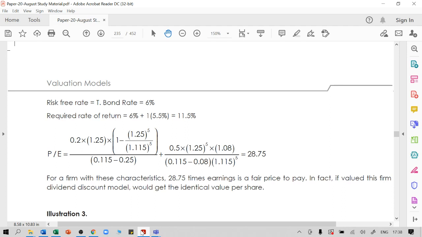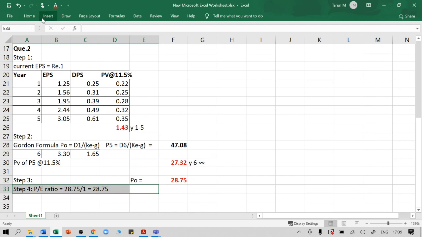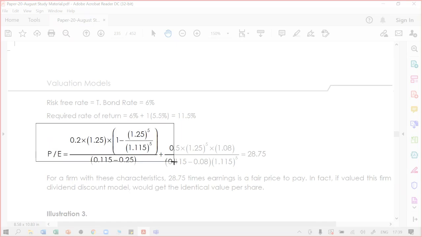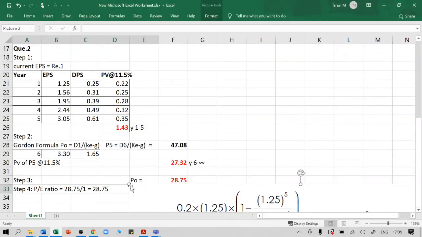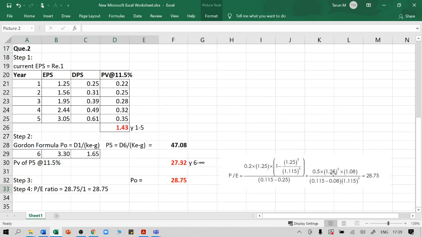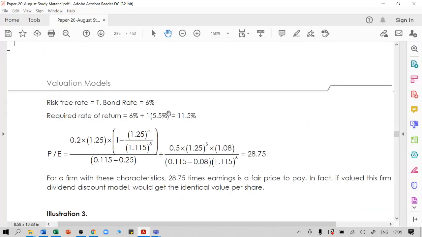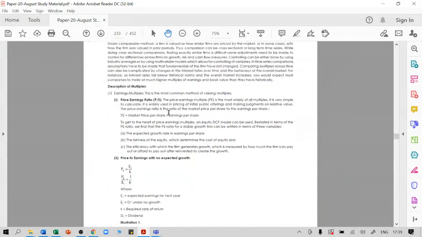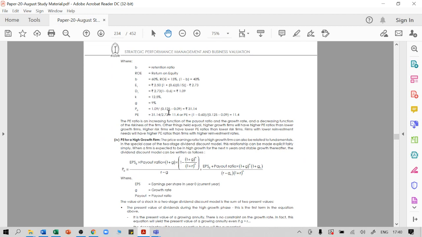Just a minute. I'll take a screenshot and put it here in my Excel file so that we can compare this also, right? So this is what they have done, right? Just to have a quick comparison, I'll put it here. And also the exact formula which has been used, which looks like this one.